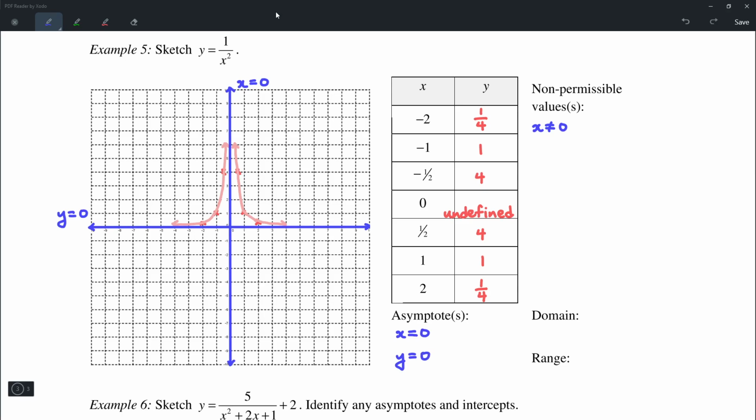One thing to notice is the domain and range. The domain will be x is not equal to 0. The range, however, will be y is greater than 0. Notice that y is never negative or 0.